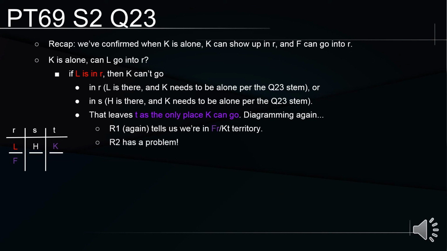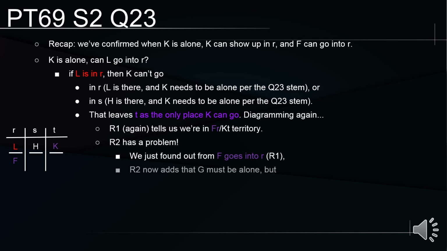Rule 2, though, presents us with a problem. As I just said, we just found out from Rule 1 that F goes into Team R. So far, so good, right? If we move down to Rule 2, it adds that G has to be alone. Remember, somebody has to be alone between F and G. Not both of them, but at least one of them has to be alone. But just look at our diagram here. Where could we add G now at this point to make it be alone?